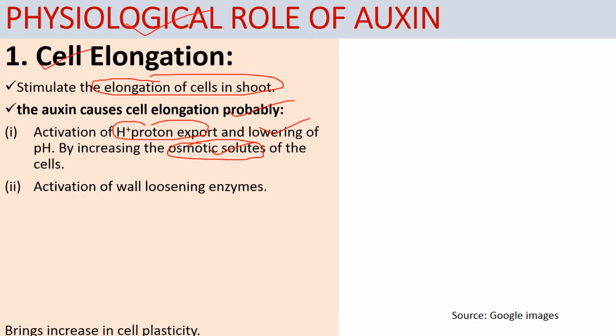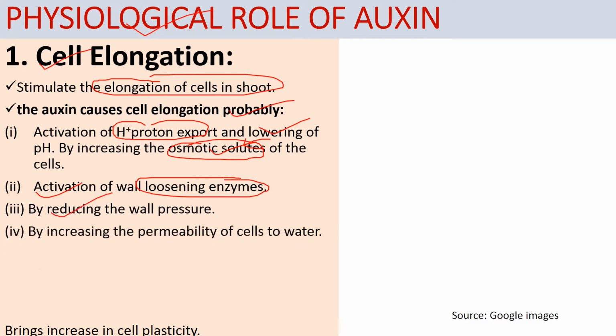And this results in activation of wall loosening enzyme also, जिससे cell wall loose हो जाएगी. And due to increase in osmotic solutes, so there will be endosmosis from the surrounding cell, जिससे जो cell है that become turgid and exert pressure on the cell wall. और wall loose होने की वजह से जो cell wall है उसमें जो wall pressure है वो reduce हो जाता है.